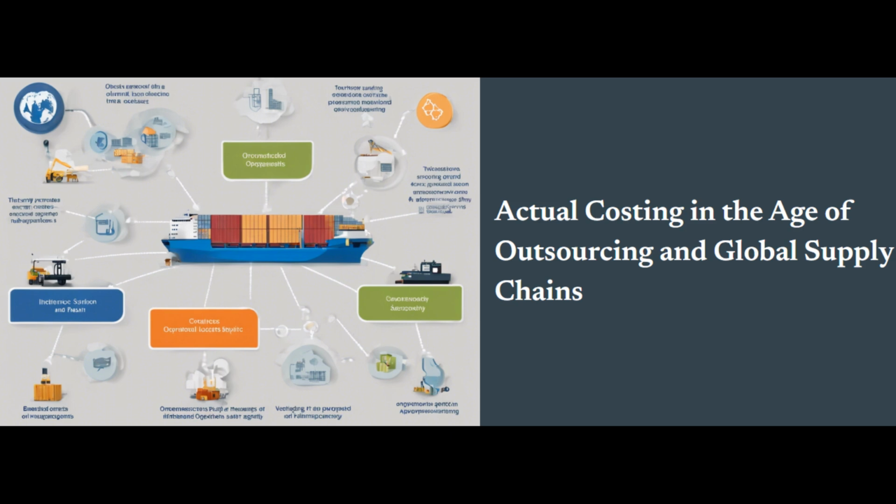Case study: implementing actual costing at a multinational manufacturer. ABC Manufacturing, a leading multinational producer of industrial equipment, faced significant challenges in accurately costing its globally distributed supply chain and outsourced production model.